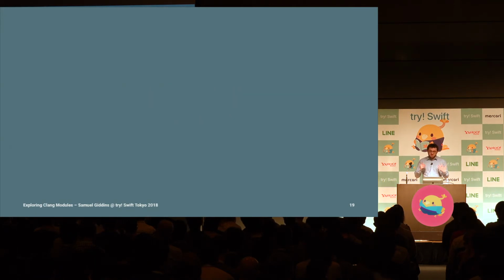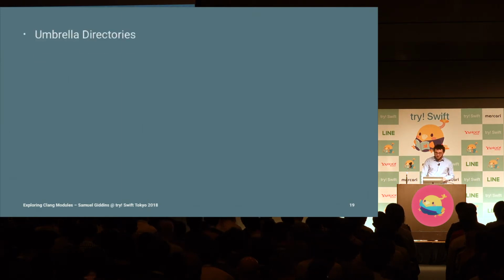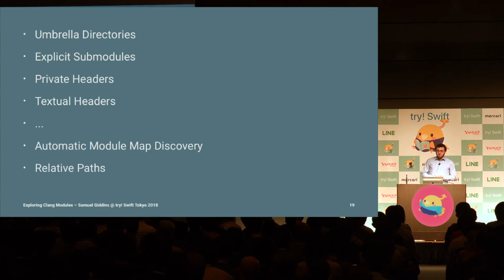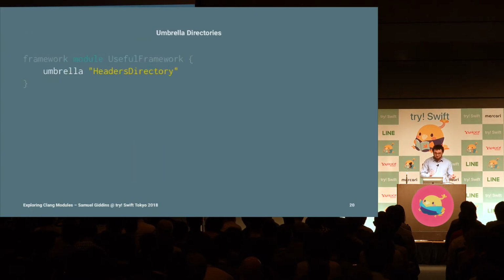So this is just a small selection of the more complicated features and pain points that I've run into with Clang modules along the way. The list is by no means exhaustive. Umbrella directories, explicit submodules, private headers, textual headers, lots more features. There's automatic module map discovery, relative paths in module map files. So let's start from the top.